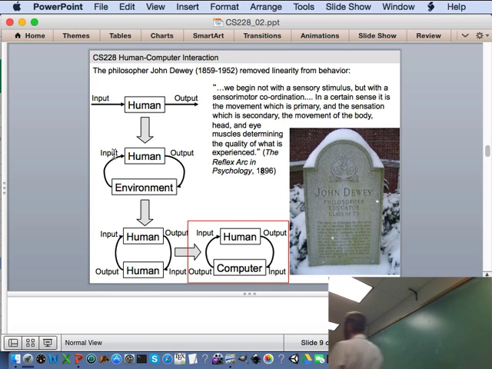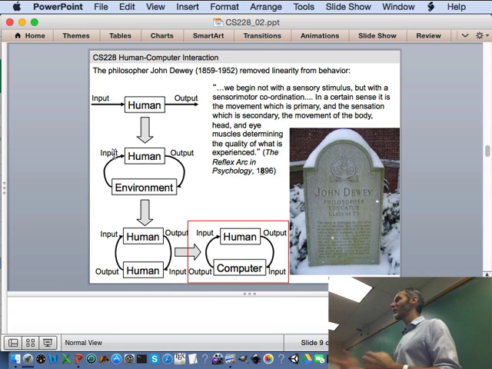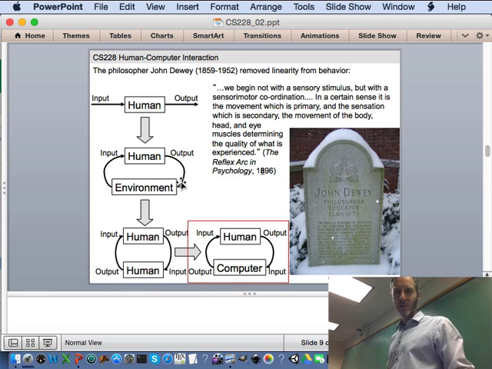So for Dewey, he called this sensory motor coordination, right? Sensors and motors, or your senses and muscles. You're in this continuous real-time coordination with the environment. If it's a feedback loop, how can you talk about sensory first, then acting? There is no sequence. It's this continuous process. Okay.